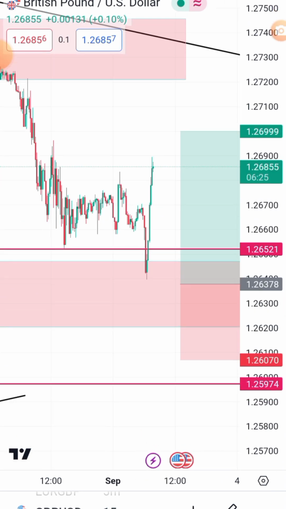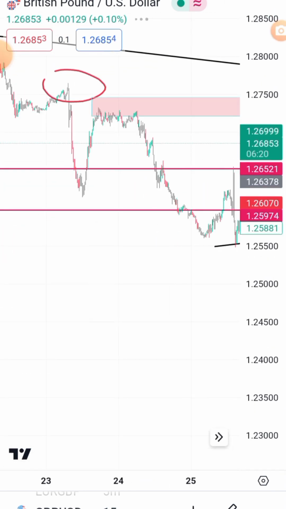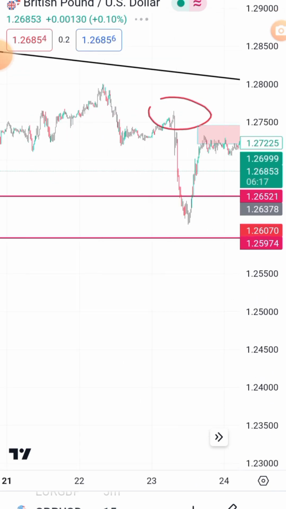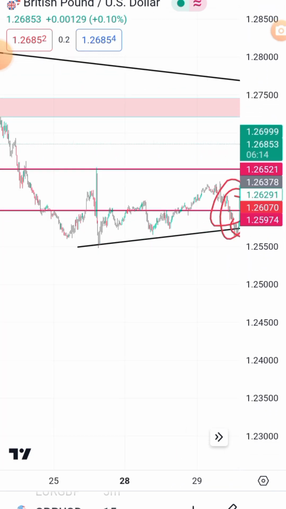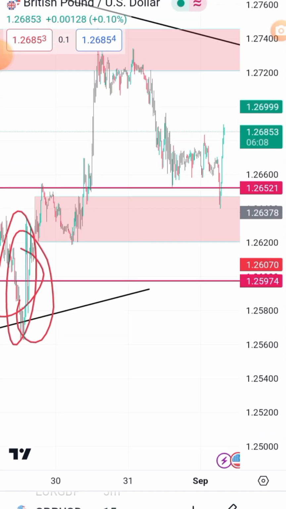So guys, you should look at that and follow that trend. If it is in a downtrend, you should look for lower highs and lower lows. If it is in an uptrend, you should look for higher highs and higher lows, guys. So that's the simple strategy you can actually use.